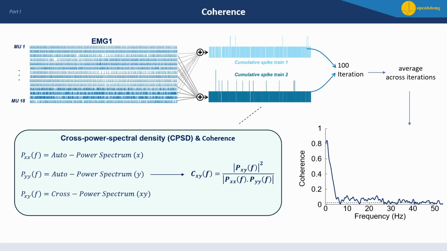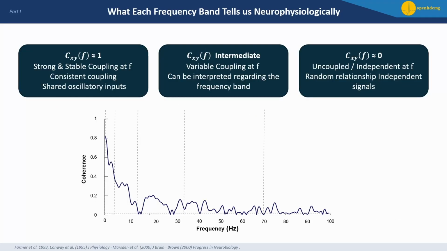On the x-axis, you will see the frequency in hertz, and the y-axis is showing us the coherence between 0 and 1. Our signal gets split, as also Helio mentioned, into smaller windows, which gives us a more stable estimate of the coherence. So the coherence is a normalized value between 0 and 1, and if it's 1, it means that we have a very strong and stable coupling at the corresponding frequency, and we have a shared oscillatory input. When it's 0, that means that our motor units are uncoupled and independent at that frequency, and they have a random relationship.